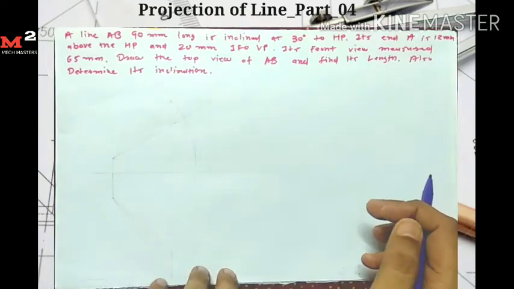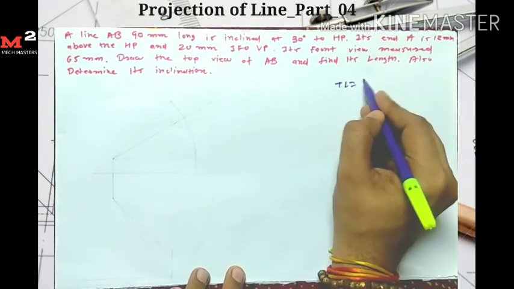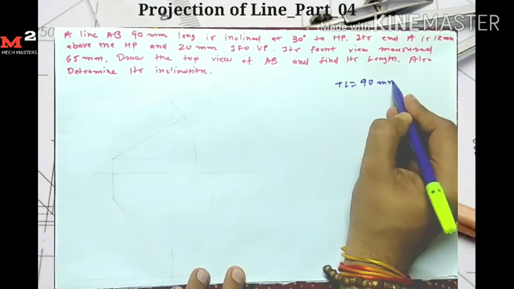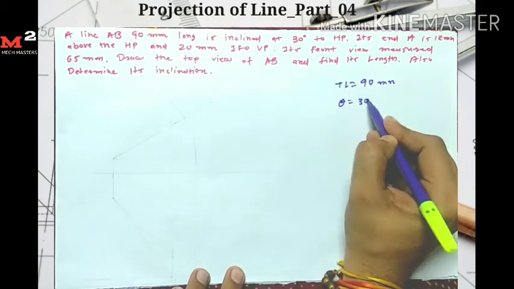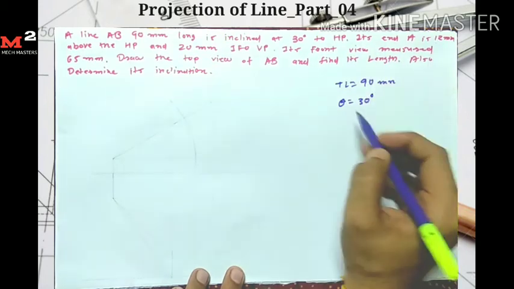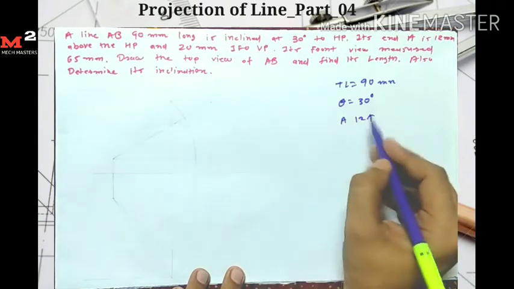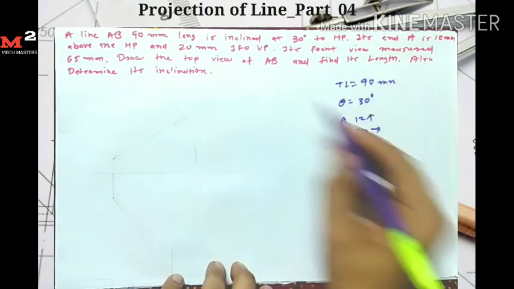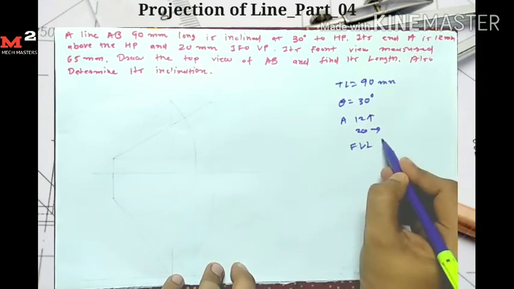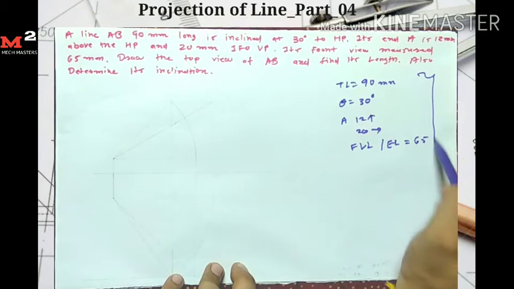Okay, in this problem, a line AB 90 mm long, so true length is equal to 90 mm, is given. It is inclined at 30 degrees to HP, so theta is equal to 30 degrees. Its end point A is 12 mm above HP and 20 mm in front of VP. Its front view measures 65 mm, so here the front view length or elevation length is given as 65 mm. So we have 5 data here.